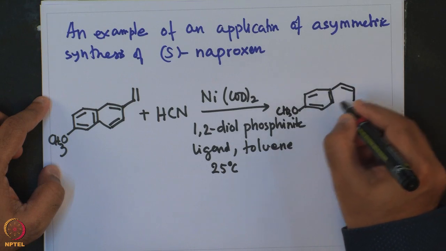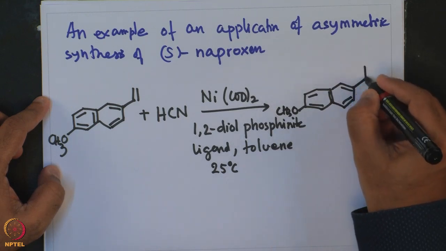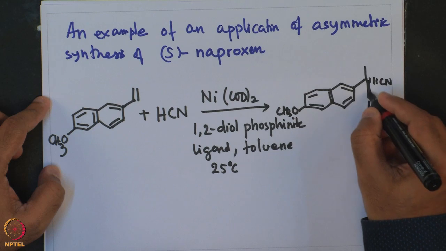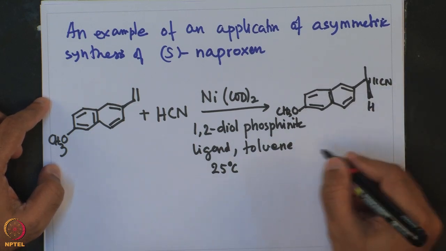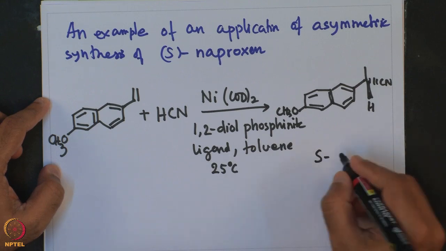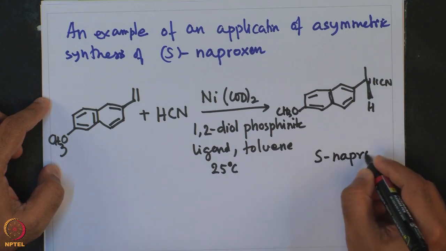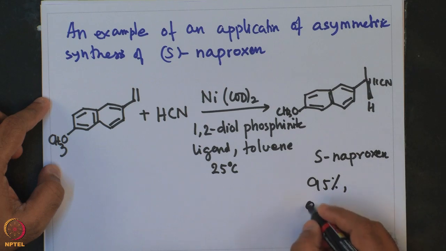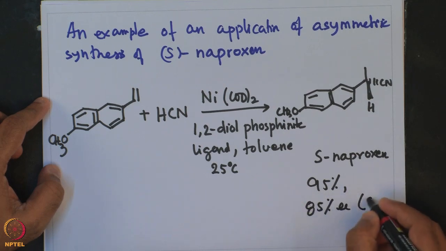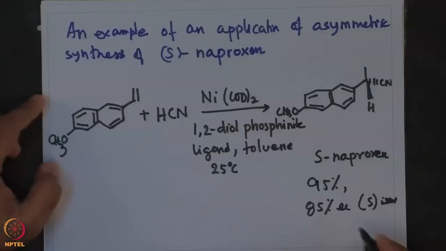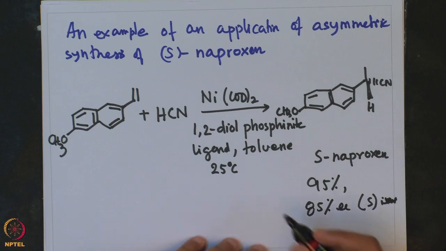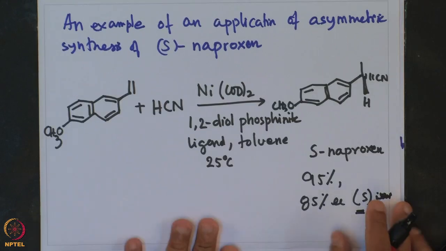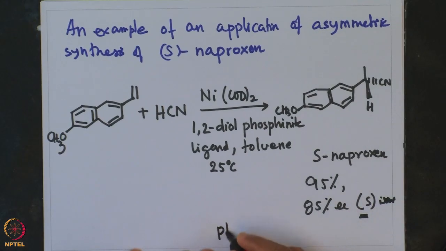OCH3, and this is S-naproxen, in 95% yield and 85% EE of the S isomer. This is the pharmaceutically desired enantiomer. So, the important point is this S isomer is also the one which is pharmaceutically desired.